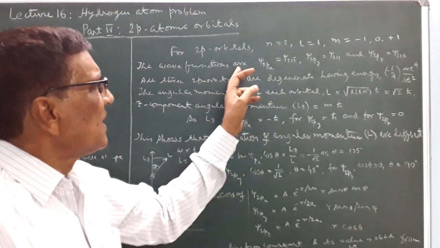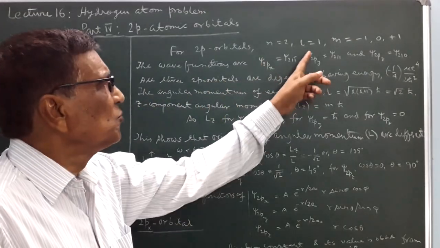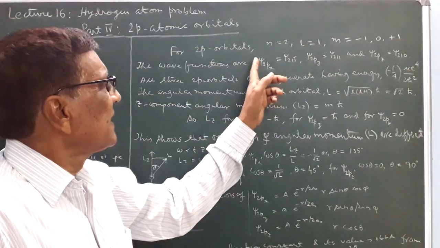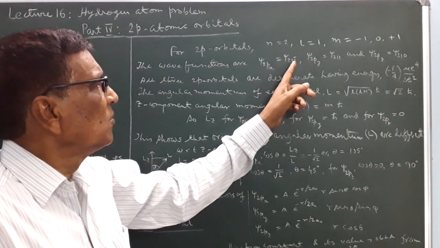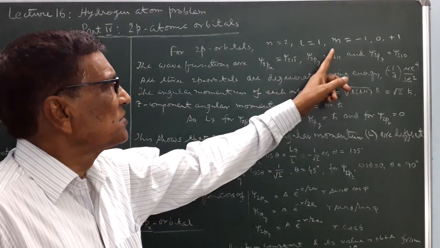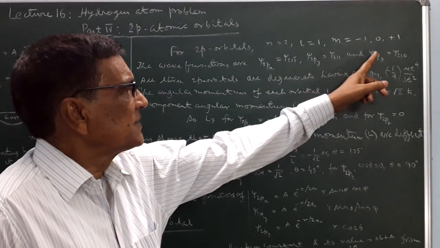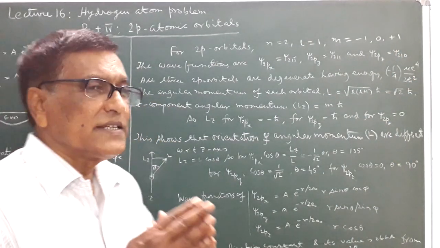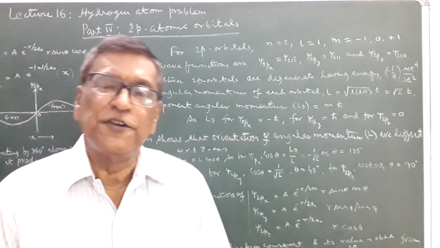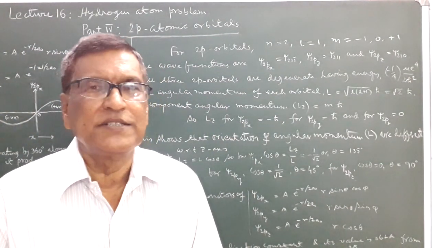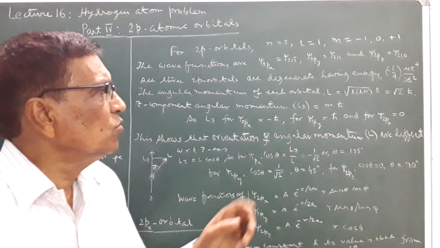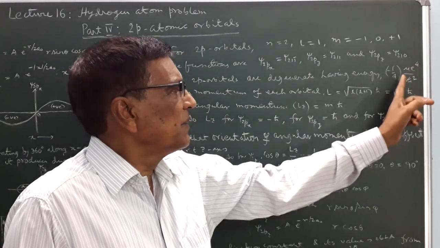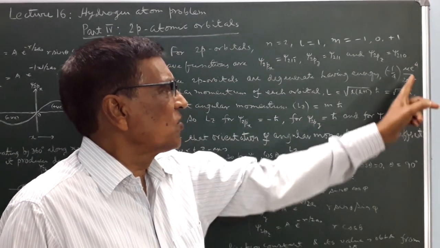So the wave functions are psi 2px, psi 2py, psi 2pz, and in terms of the quantum numbers, psi 2px equals psi 2 1 -1, psi 2py equals psi 2 1 1, and psi 2pz equals psi 2 1 0. All three p orbitals are degenerate and have the same energy, and the energy is equal to minus 1/4 mu e to the power 4 divided by 2 h cross square.